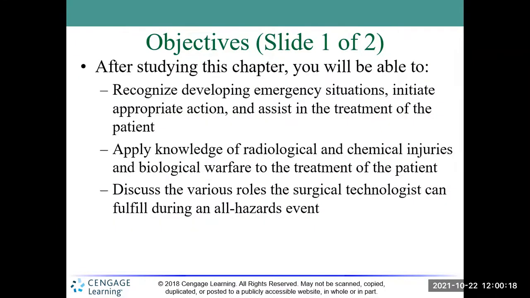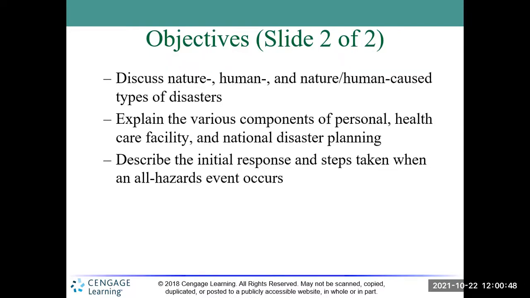After you study this chapter, you're going to be able to recognize developing emergency situations. You're going to be able to initiate appropriate action and assist in the treatment of the patient. You're going to be able to apply knowledge of radiological and chemical injuries, as well as biological warfare, to the treatment of the patient. You're going to be able to discuss the various roles the surgical technologist can fulfill during an all hazards event, and then discuss the human and nature caused types of disasters. So there's different types of disasters, and we'll talk about all those.